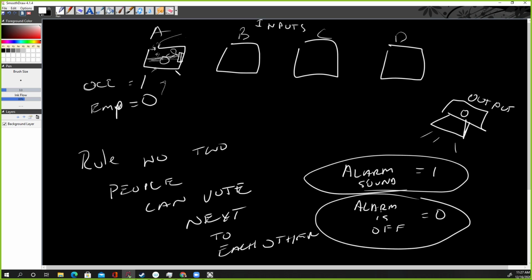Let me give you one example, okay? Let me get an eraser here. Nope, that's not an eraser. This is an eraser. If our four inputs are all one, that's the very end of your truth table. That means there's somebody in every booth. Of course, this should be a one, because the alarm should be going off since two people can't vote next to each other. The first row is all four zeros. This output should be a zero. The alarm should not be on, okay?